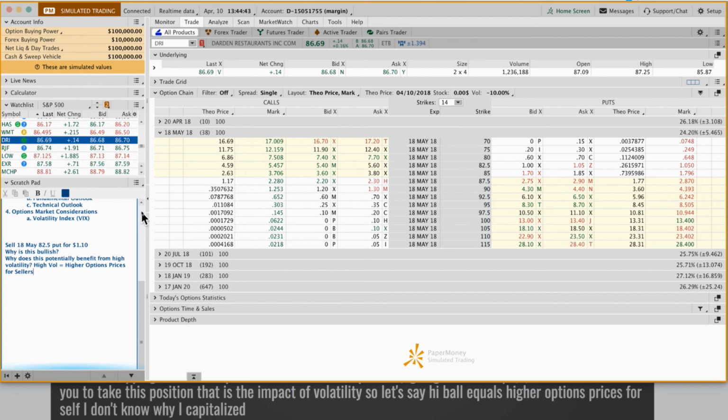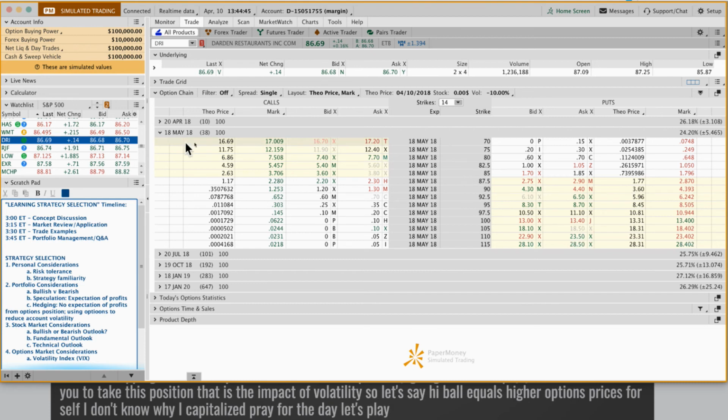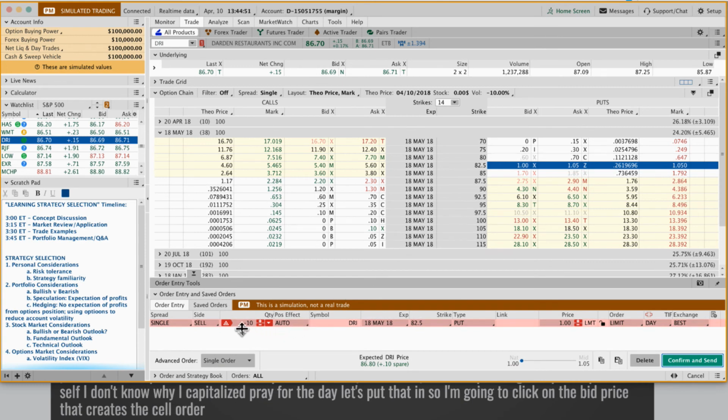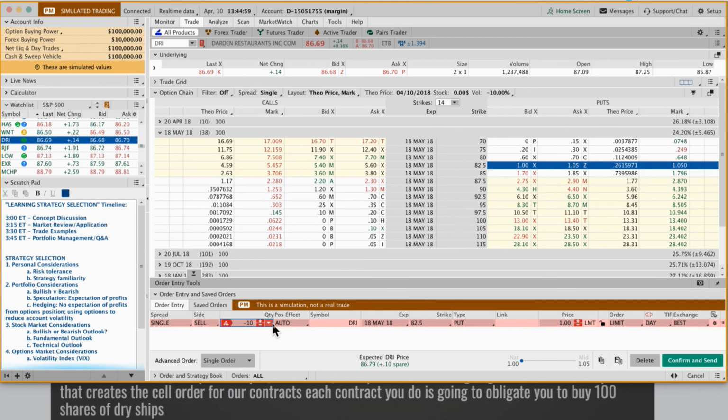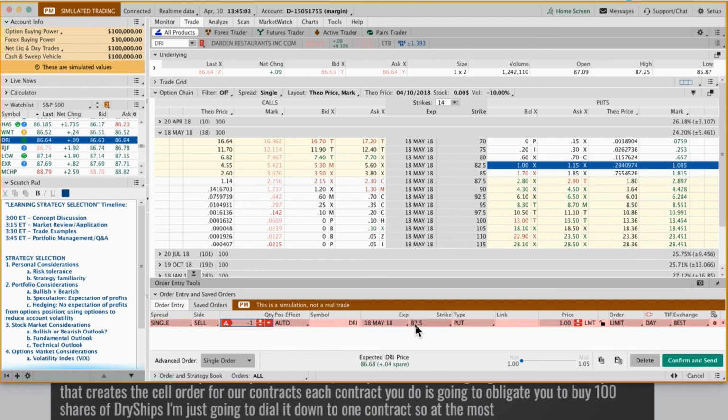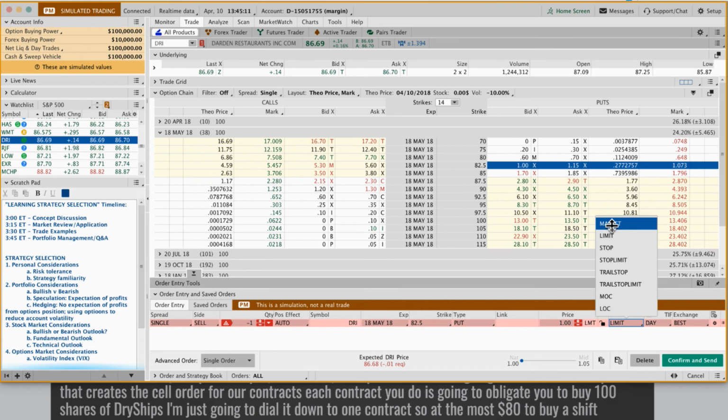All right, so there is our trade for the day. Let's put that in. So I'm going to click on the bid price. That creates the sell order for our contracts. Each contract that you do is going to obligate you to buy 100 shares of dry ships. I'm just going to dial it down to one contract, so at the most I'm obligated to spend $8,250 to buy 100 shares of dry ships. I'm going to submit this as a market order.